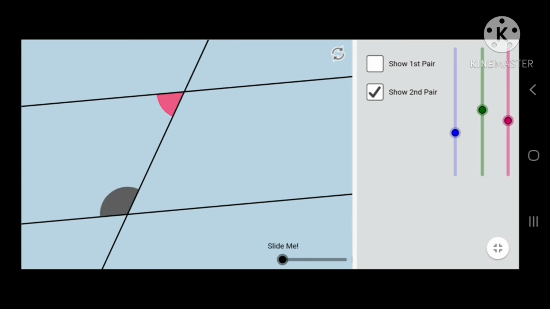Let's see the second pair. Just keep a look at the gray angle now. See, the gray angle's corresponding is this one. Now the corresponding angle and the pink angle form a linear pair, meaning that is 180. If this is 180, then that means pink plus gray is 180. Then pink plus gray must be 180 here also. So here we can see the angles on the same side of the transversal are supplementary.